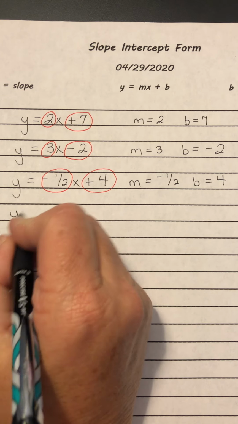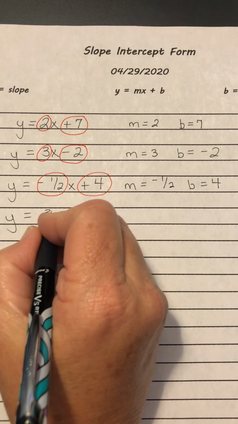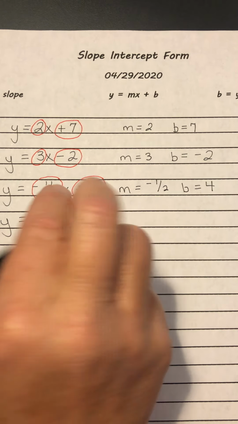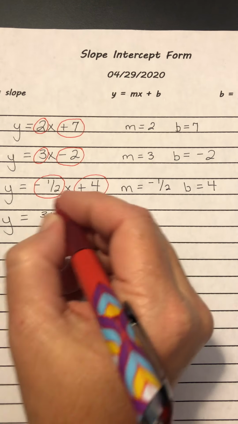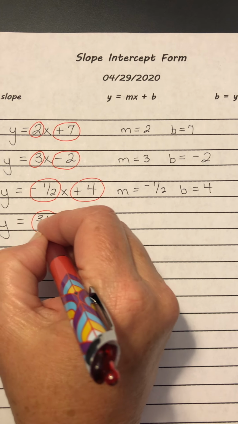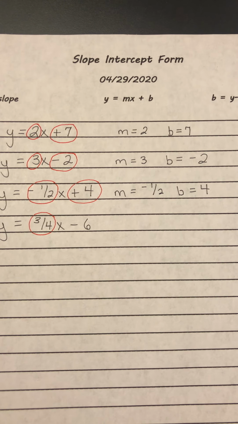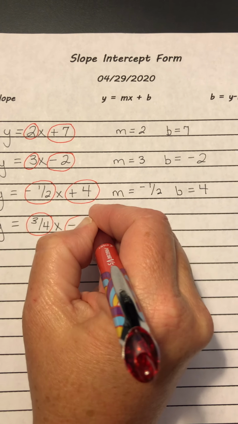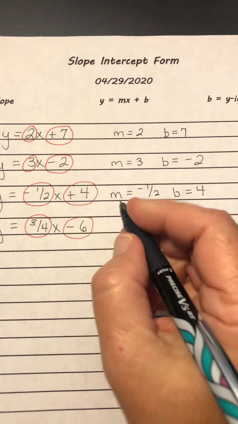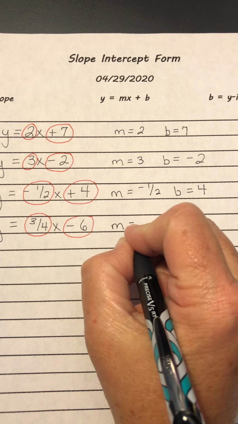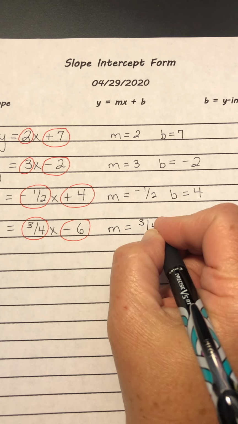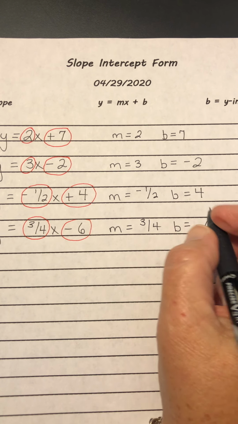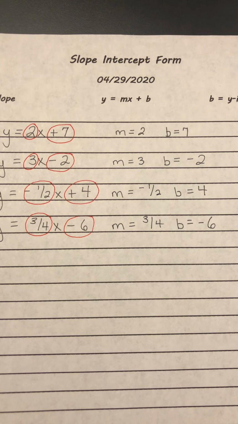Another one might be y equals 3/4 x minus 6. So again, we're looking at 3/4 as being the slope, and negative 6 being the y-intercept. So when we write it, the slope is 3/4, and the y-intercept is negative 6. So those are the basic ones that you will see.